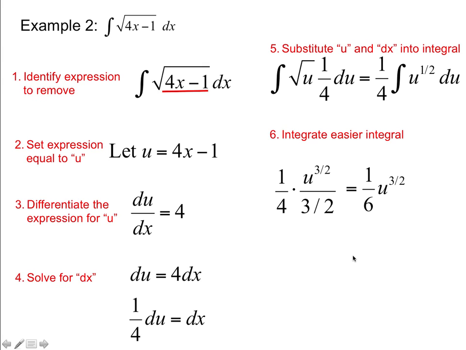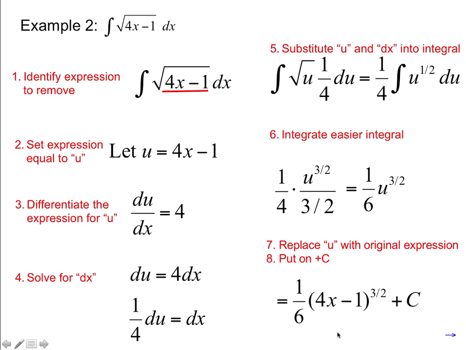And then steps 7 and 8, I combine. I come back here, I see my u, and I replace it with this. And I put my plus c on the end. So it looks like that. Okay, remember this 3/2 power really means cubing this and taking the square root. So the radical still is very much a part of this answer. We're just expressing it as a power, a fractional power, instead of a radical.